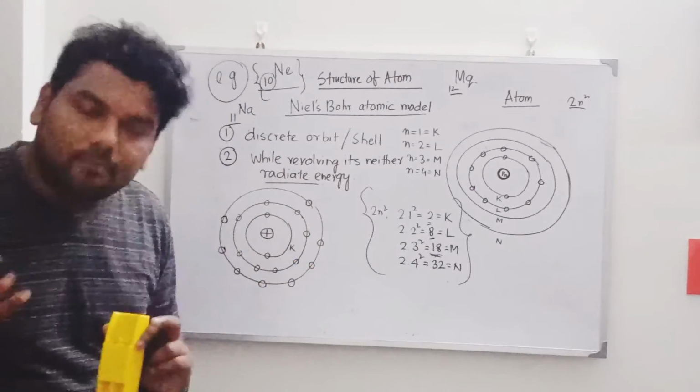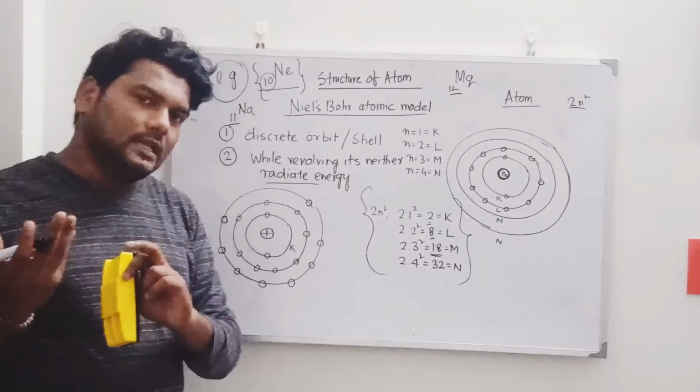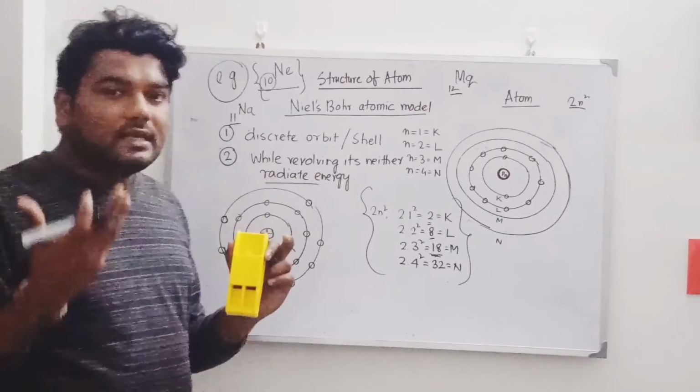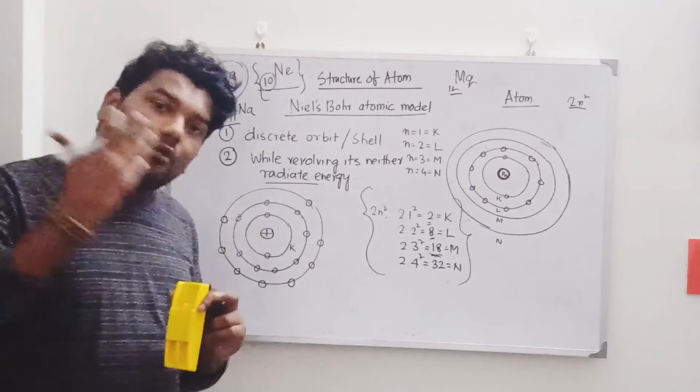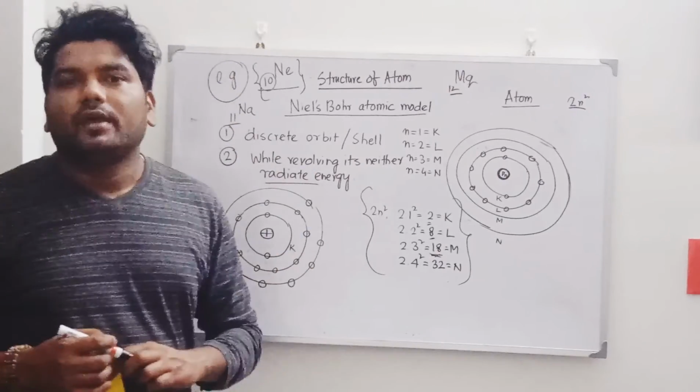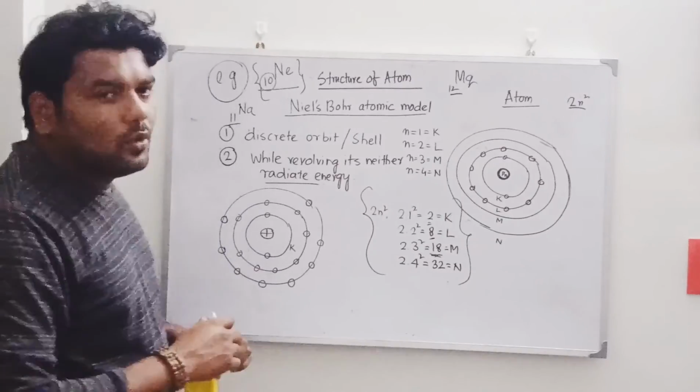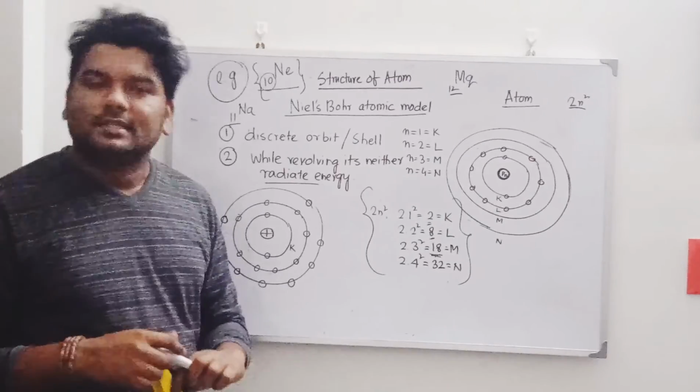So the M shell can contain a maximum of 18 electrons. I have given examples of how the electrons revolve around a particular atom according to Niels Bohr. This is the way of the formula. Hope you understand this. Thank you so much.